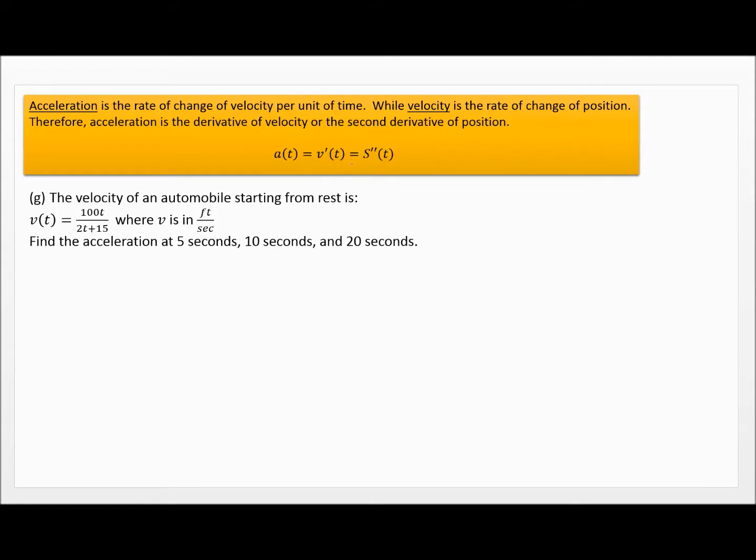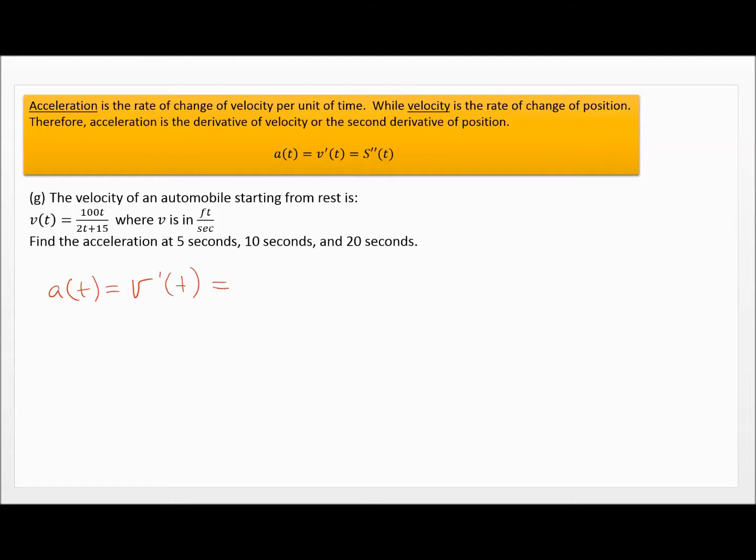So we're not taking a second derivative here, just a first derivative. I have a of t is equal to v prime of t, in other words, the derivative. And how are we going to take this derivative? Well, it's a quotient, right? Let's use the quotient rule.